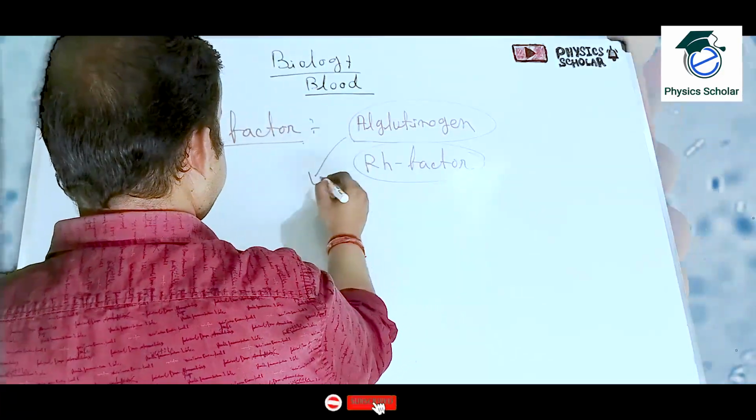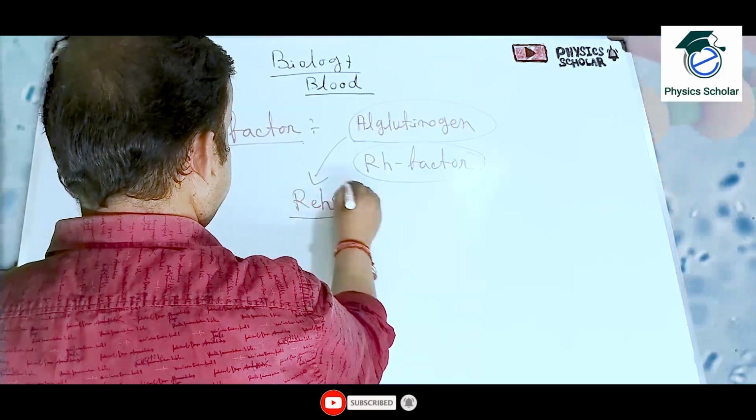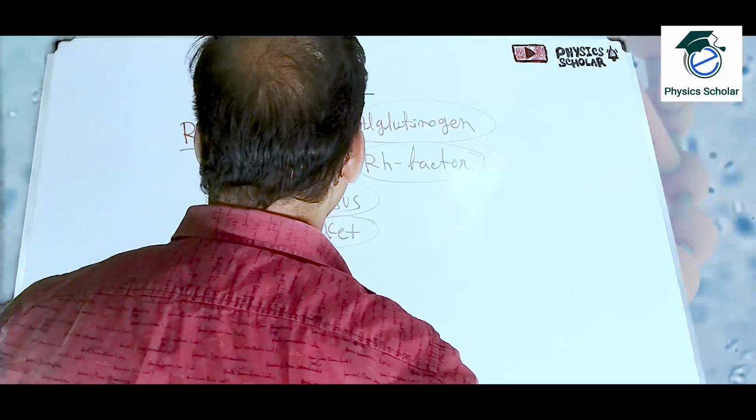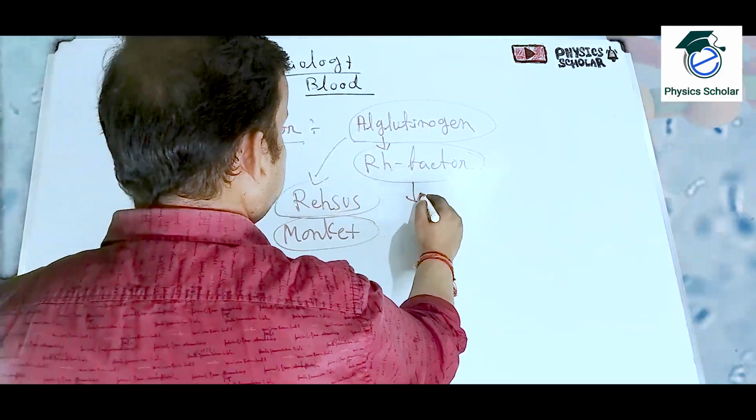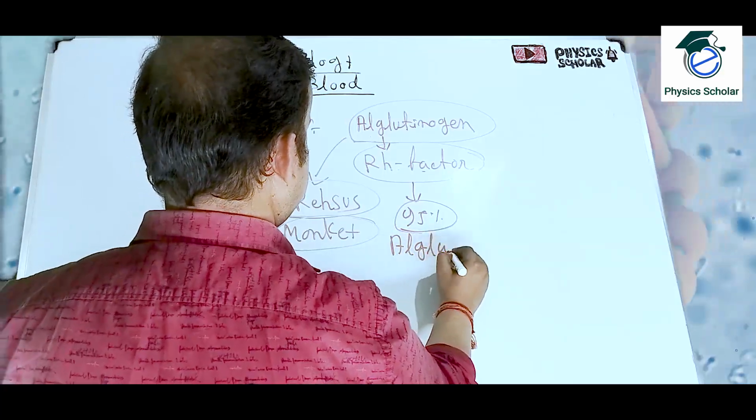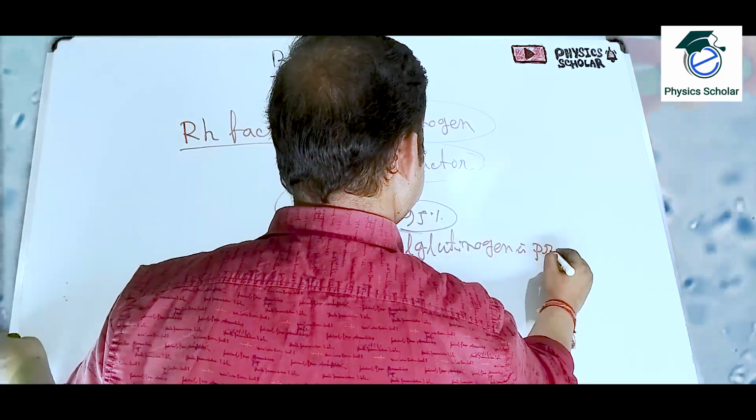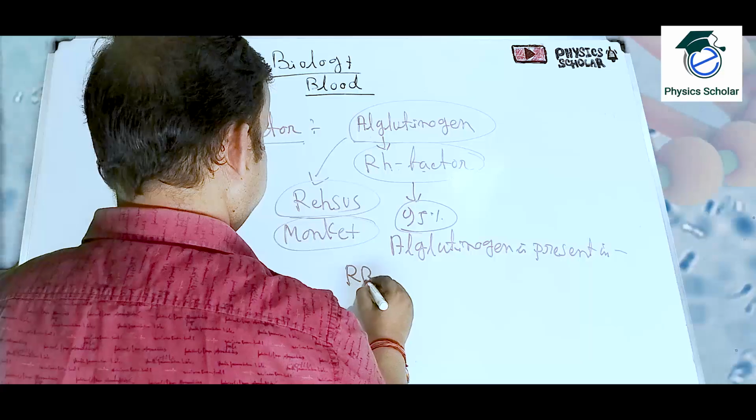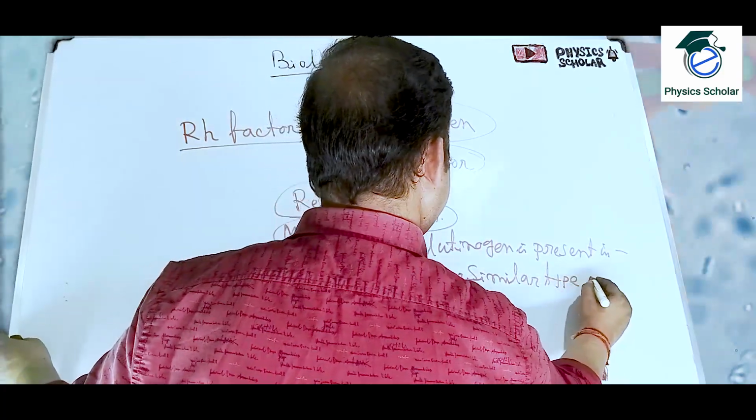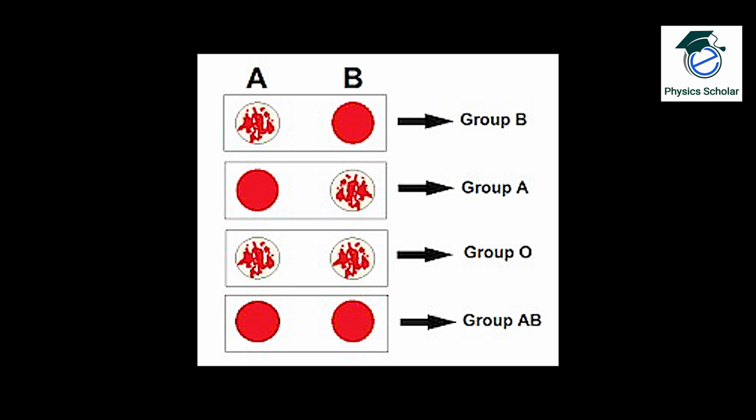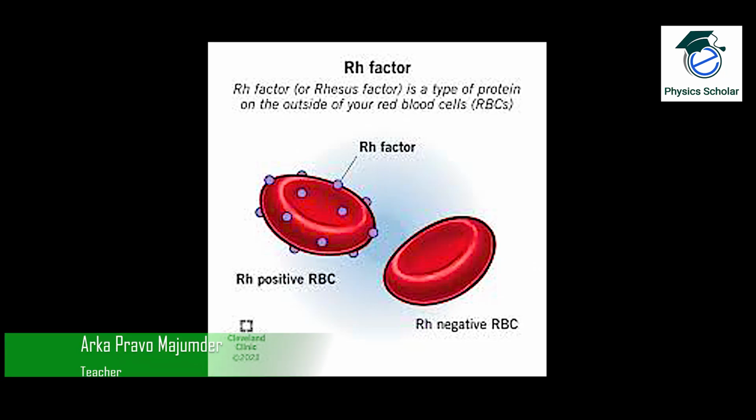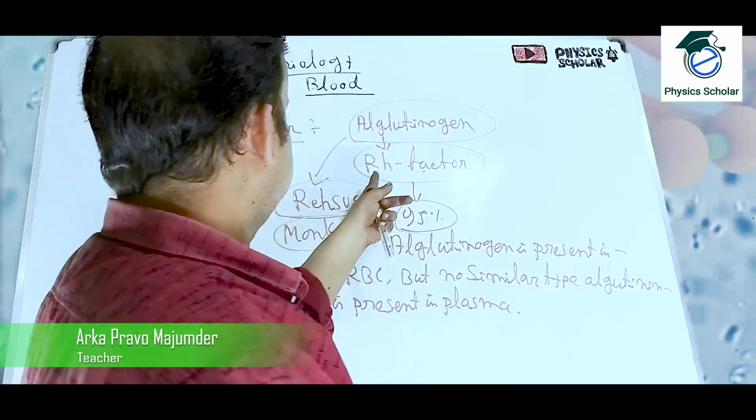Okay, so the name of the monkey is Rhesus. Okay, name of the monkey is Rhesus. Clear? So in that serum the agglutinogen is present. Okay, so this type of agglutinogen, in 95% of Sri Lankans and most humans, is present in RBC, but no similar type of agglutinin is present in plasma. Clear? So we will get one special type of agglutinogen in the serum of the monkey Rhesus.